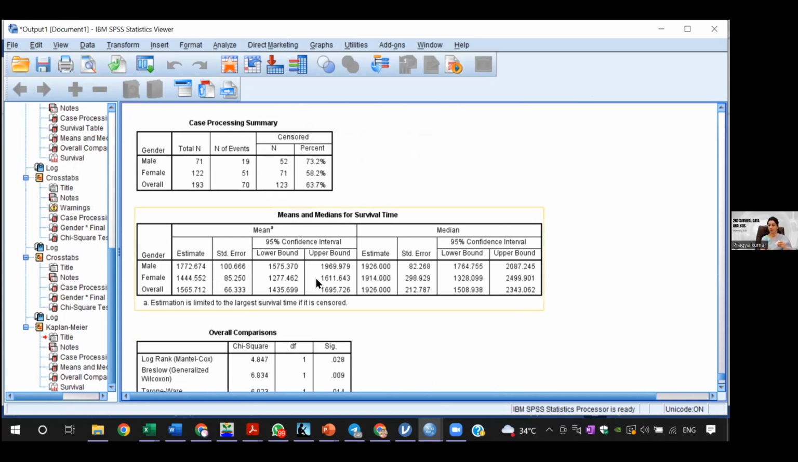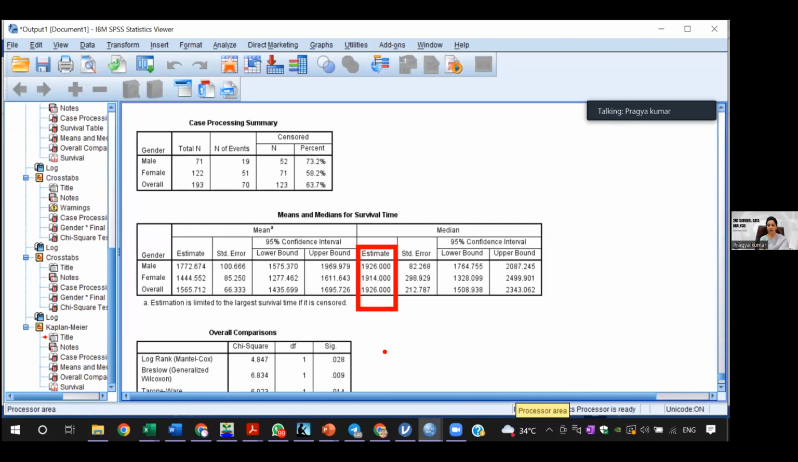So now, can anyone explain this median survival time? How to interpret this? Yes. So which one is more? The median survival time is more in female, or like 50% of the females survived up till 1914 days. Whereas the males survived longer, it is 1926, with this 95% confidence interval. Yes, so it is more in male.